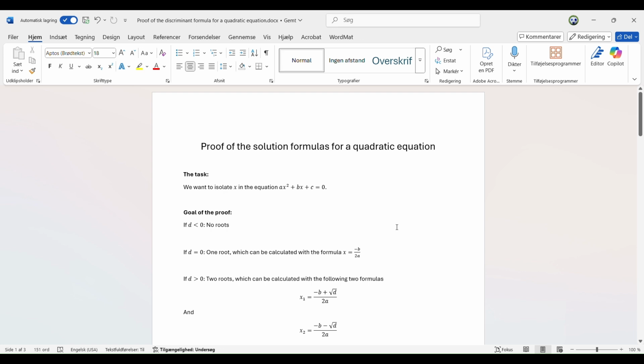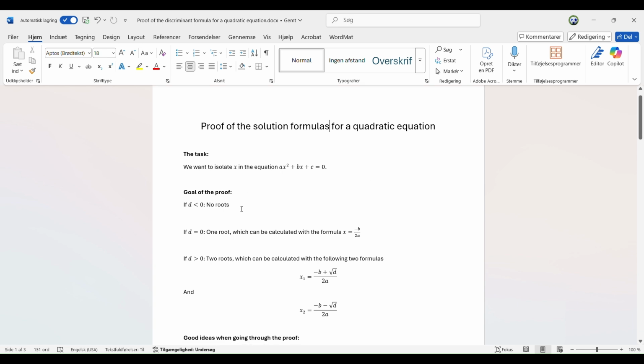My name is Tobias and today we're going to look at a proof of the solution formulas for quadratic equations. Our task for today is to isolate x in the equation a times x squared plus b times x plus c equals 0. The goal of the proof is to show that if d, the discriminant, is less than 0, we have got no roots.